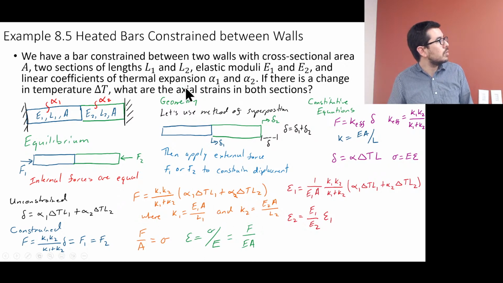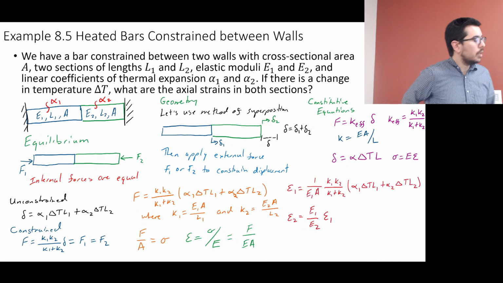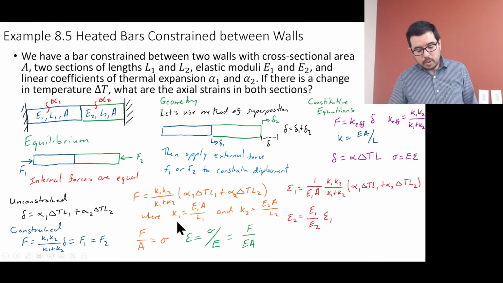But they're asking for strain. So how do we get strain? Well, there are a couple of different ways we could have done this. I think I chose a slightly more complicated way. What I said is that a force divided by area is equal to stress. And then epsilon is equal to sigma over E. And so epsilon is going to be equal to F over EA. So we know what the individual forces are.